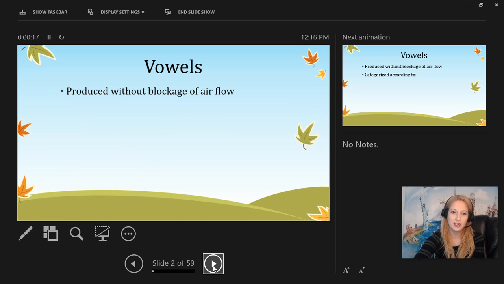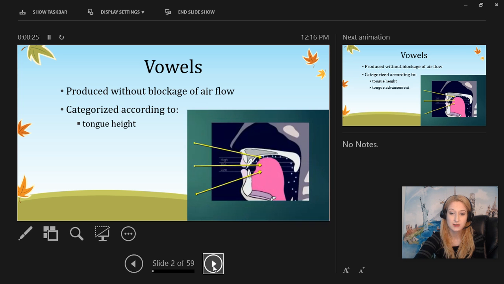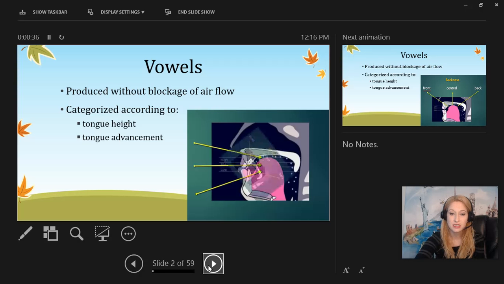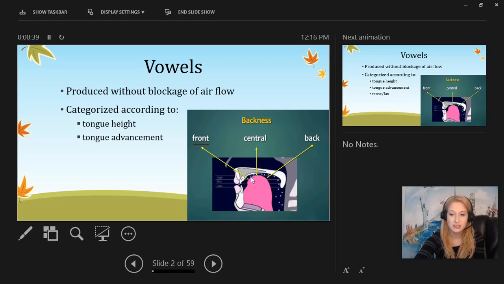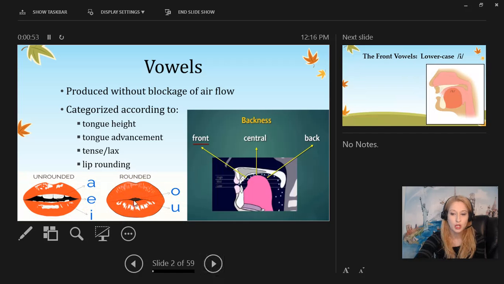First, we have the vowels. They are produced without the blockage of airflow. Vowels are categorized according to tongue height, which you can see in this image. We have high, mid, and low. They are also categorized by tongue advancement: front, central, and back, and whether the vowel is tense or lax. And then finally, by lip rounding, whether or not the lips are rounded or unrounded.